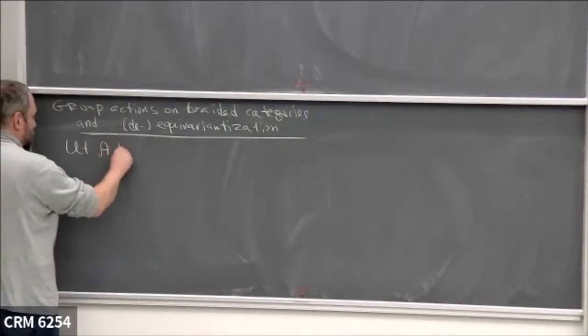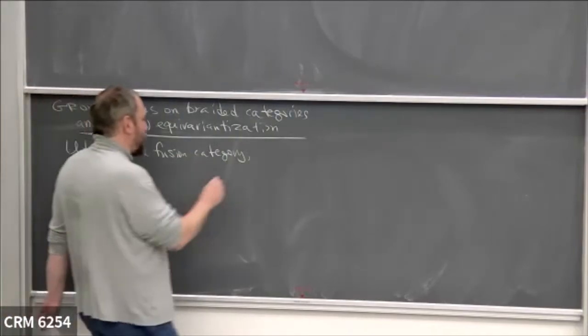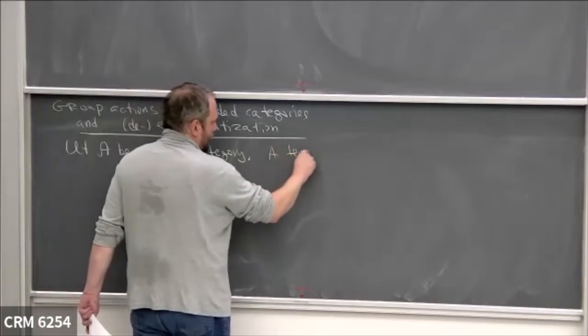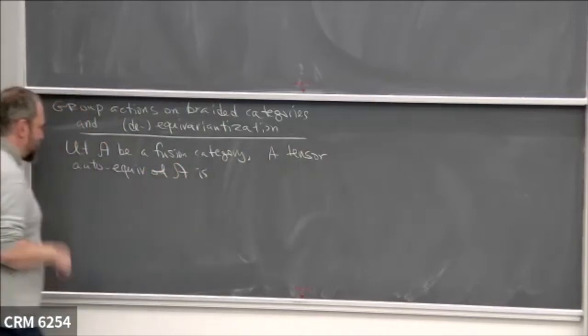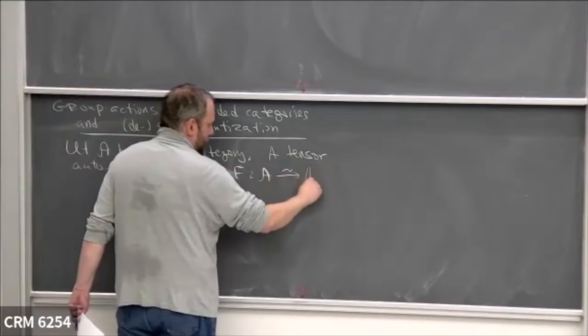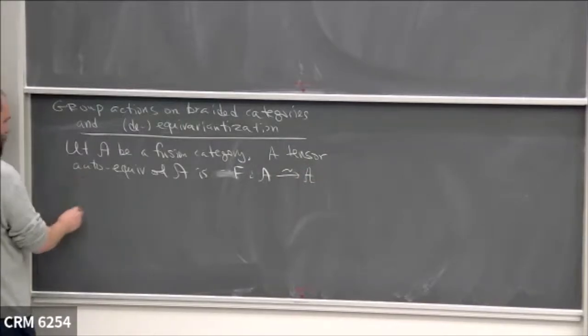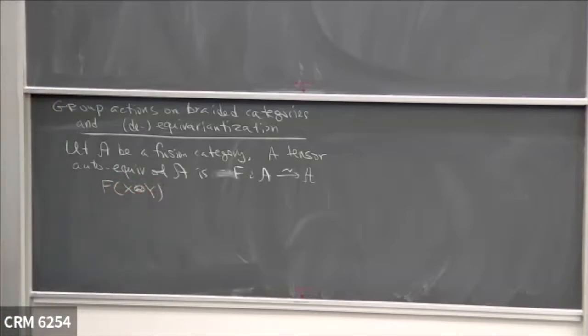So let A be a fusion category. Its tensor autoequivalences. So let me define. A tensor autoequivalence of A is an equivalence with additional structure that respects the tensor product. So what's the additional structure? Additional structure is a natural collection of isomorphisms, F of the product and the product of images of F.